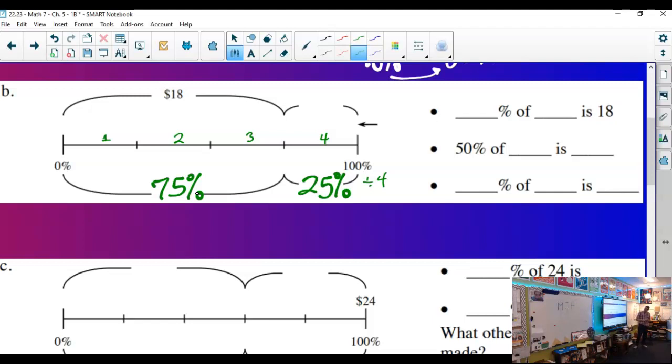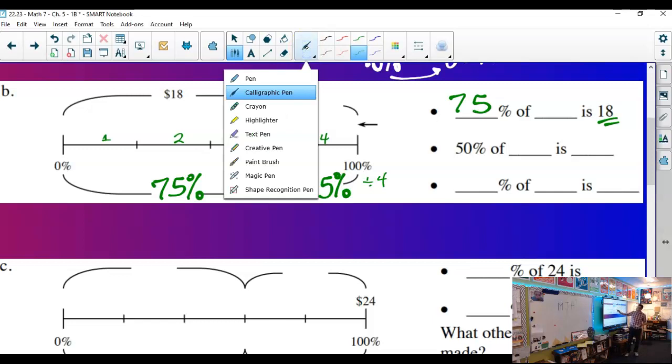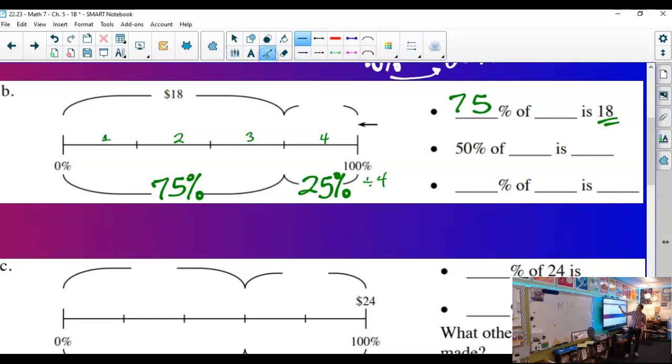Wait, blank percent of blank is 18. Oh, the 18 is on what percent? 75. So this would be 75%. So they want the total. Can you talk me through it, Liam? Not just the answer, but how you got there. Wait, what are we doing? So what I'm doing is I'm going to draw some little lines right here and right here. I don't know what you're doing, but that's what I'm doing.